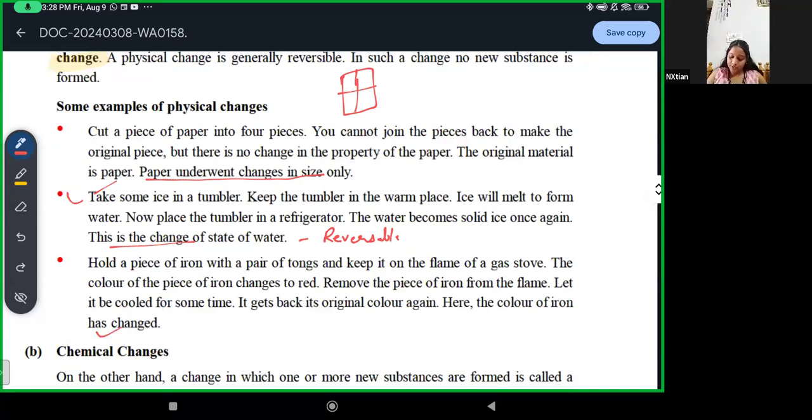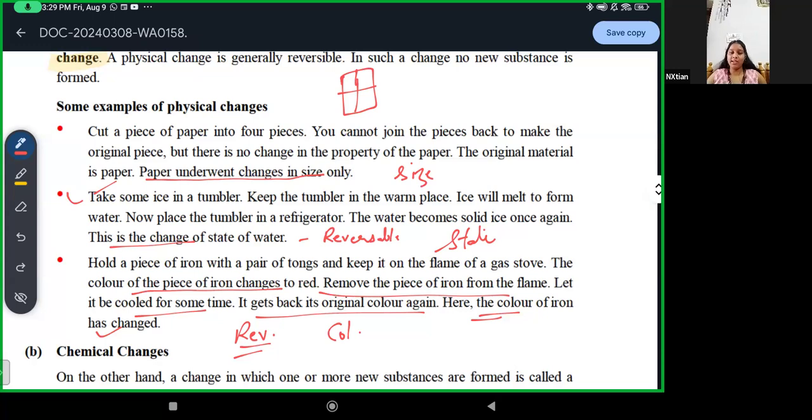And here, if we heat up iron on the gas stove, the iron changes red. It becomes deep reddish color. When we remove it from the flame and cool it, it gets back its original color. This is the change of color. Okay, reversible change. This change of color is reversible. In this case, change of color, here change of state, and here change of size. These are all physical changes. Physical properties are changing.